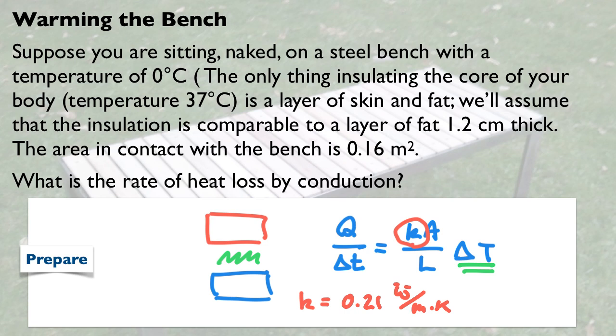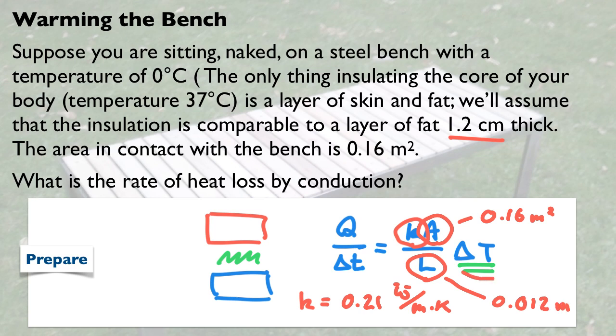The area through which we lose the heat is just the area given in the problem statement, the area in contact with the bench, which is 0.16 square meters. L is the distance through which the transfer occurs. That is the 1.2 centimeter layer thickness, or 0.012 meter. And delta T is the temperature difference between the hot and the cold. We're told that the inside of your body, we're assuming, is at 37 degrees Celsius, and the steel bench is at 0 degrees Celsius.